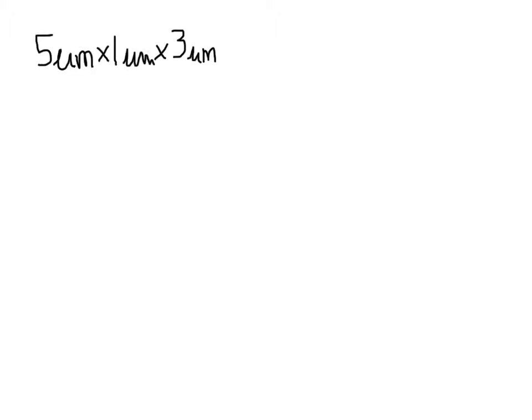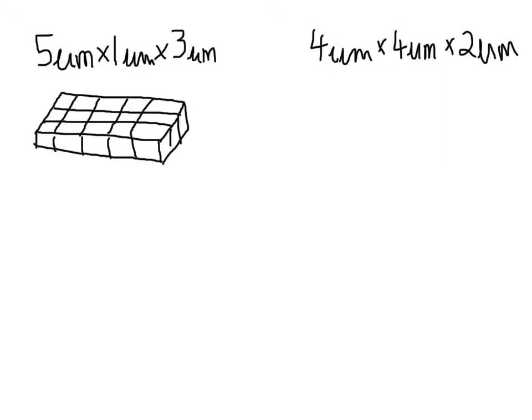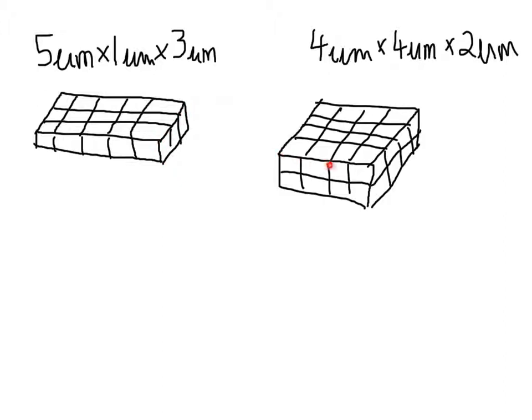Let's say one cell has dimensions of 5 micrometers by 1 micrometer by 3 micrometers. Another cell has dimensions 4 micrometers by 4 micrometers by 2 micrometers. To help us visualize the comparison, I often draw pictures. There's my 5 by 1 by 3 cell, and there's my 4 by 4 by 2 cell. Pause the video for a moment and see if you can calculate which one is more efficient.